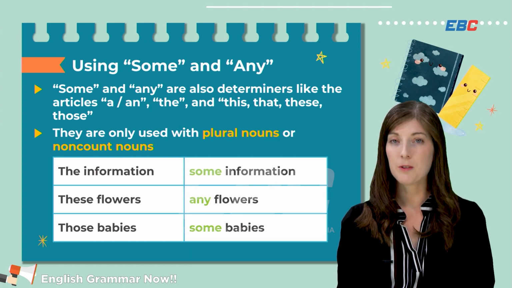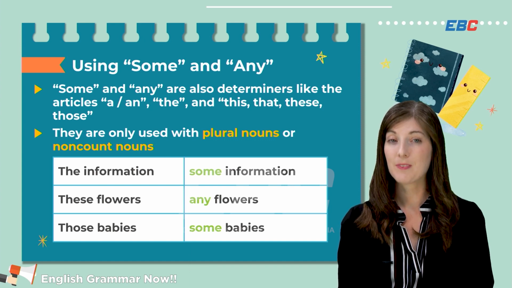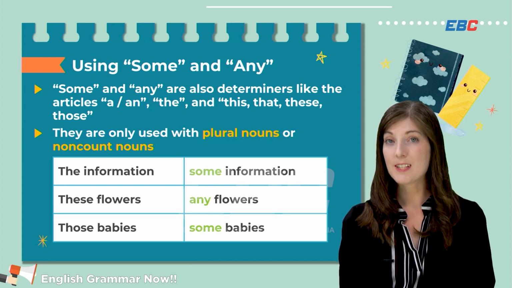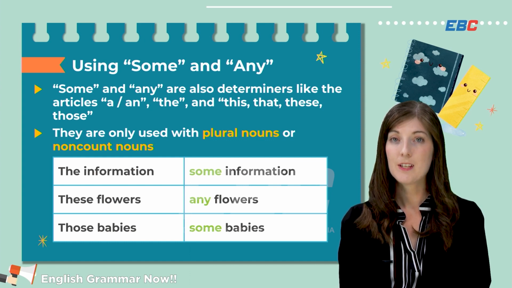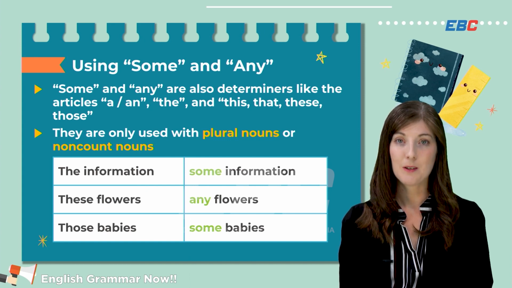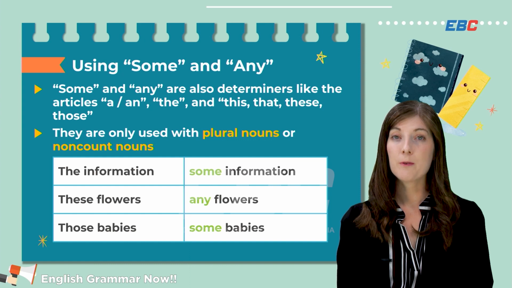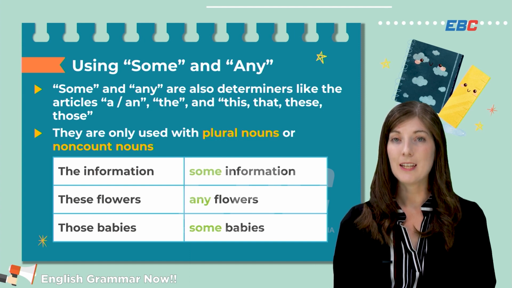So, we don't use them with singular nouns or countable nouns that are singular. So, for example, we could say the information, or we could say some information. Information is a non-count noun, so we can use some or any with this noun. We could also say these flowers, any flowers, or those babies, some babies. Because flowers and babies are both countable but plural, then we can use some or any with them.